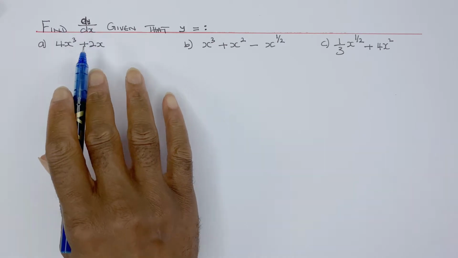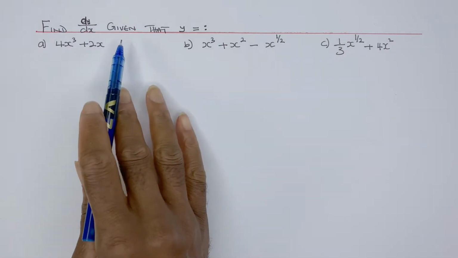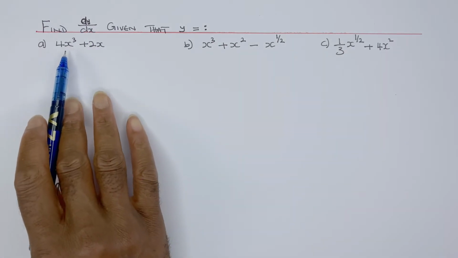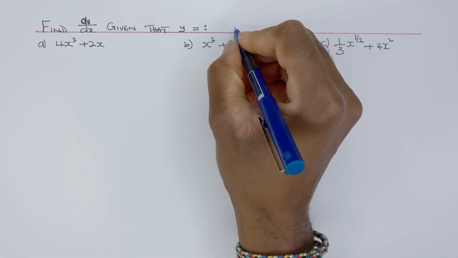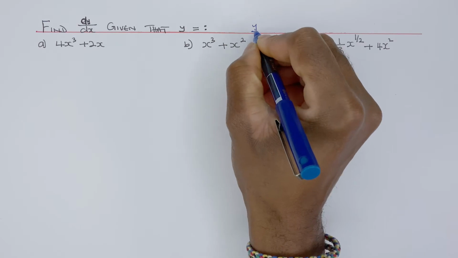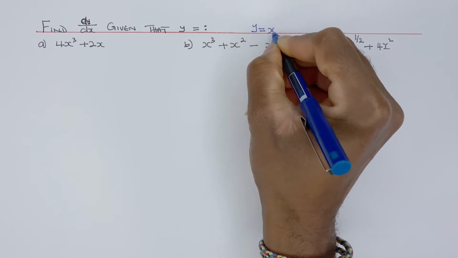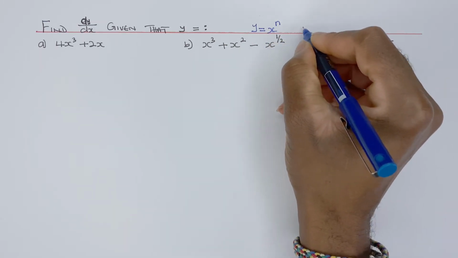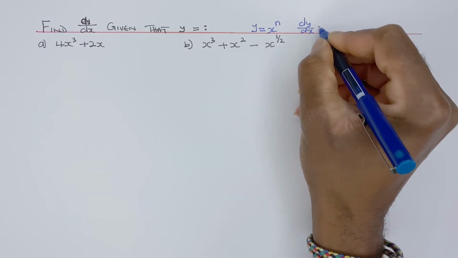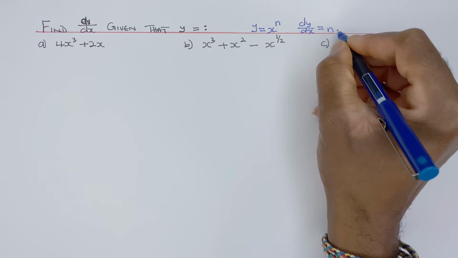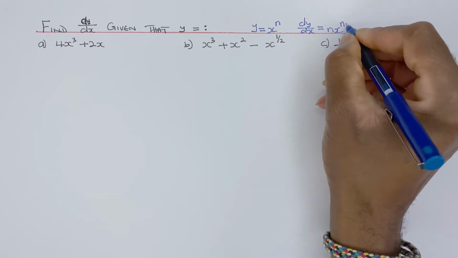Find dy/dx, given that y equals 4x cubed plus 2x. Well, we need to make sure that y is in the form of x to the power of n. Then we can find dy/dx, and that will be n x to the power n minus 1.